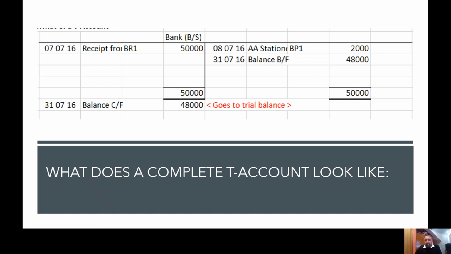I just want to put that little disclaimer in there so that you know in practice we write the actual descriptions of what it was for. For assignment purposes, they want the name of the contra account that you are posting to. So in our example, we'll do it in that manner, the same manner as what they require when completing assignments.